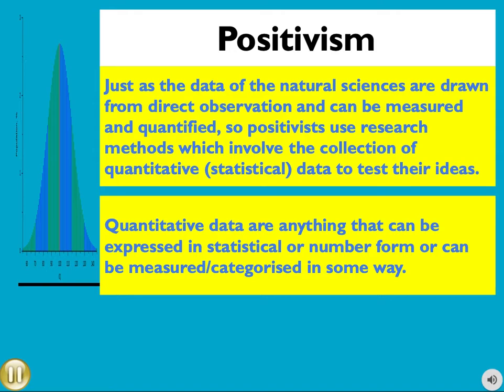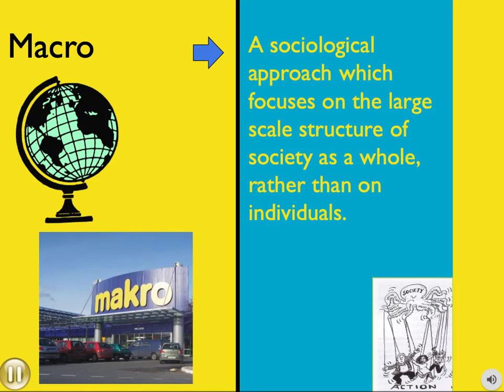So that could be as straightforward as asking people for their opinions on certain things, asking them, say, what's their favourite colour, for example, and then putting that into categories. 42% of people at Queen Mary's College say their favourite colour is purple, for example. So positivists prefer methods that generate quantitative data because that's how they view society and that's how they think it should be studied. Such quantitative methods are much more likely to involve large-scale research, what we refer to as a macro approach. This means they study large numbers of people.